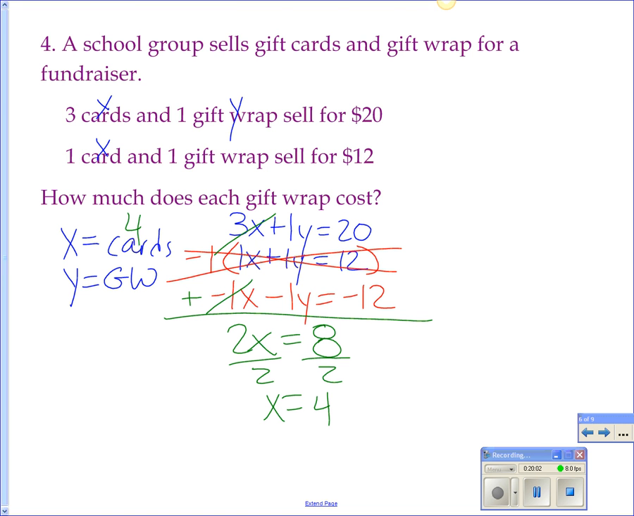Ethan G, what is the question asking for? Have I found gift wrap yet? No, so I've got to do the next step. Gracie, help me plug in X is 4 to this top one. What would I write?